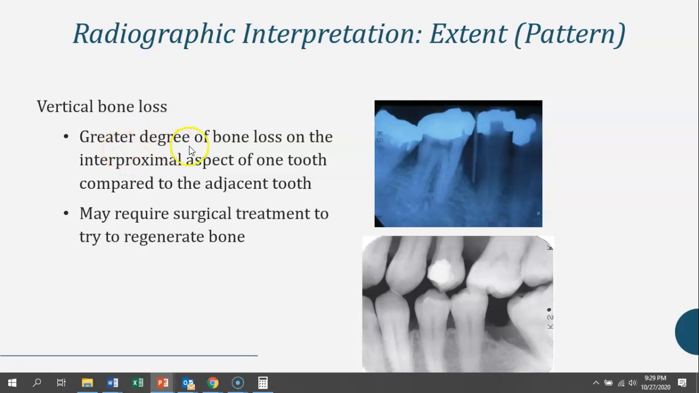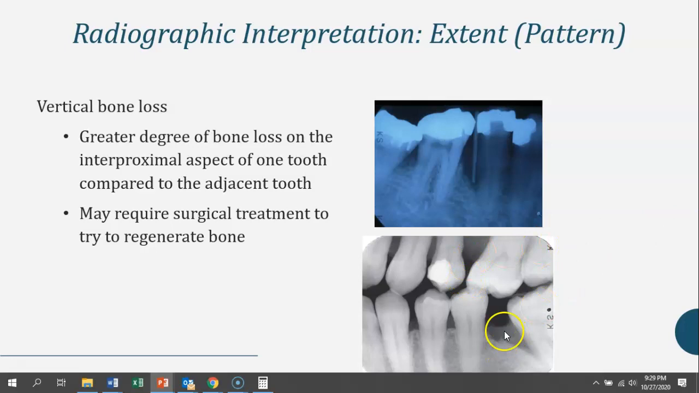Vertical bone loss, a greater degree of bone loss on the interproximal aspect of one tooth compared to the adjacent tooth, may require surgical treatment to try and regenerate bone. Now, when I was working in a perio office, one thing I heard the periodontist say to patients all the time was that they could do a bone graft, but there needed to be a framework to build bone into. So if there was a vertical bony defect, he could rebuild and graft bone into that site because there were walls to the bony defect, if this makes any sense.